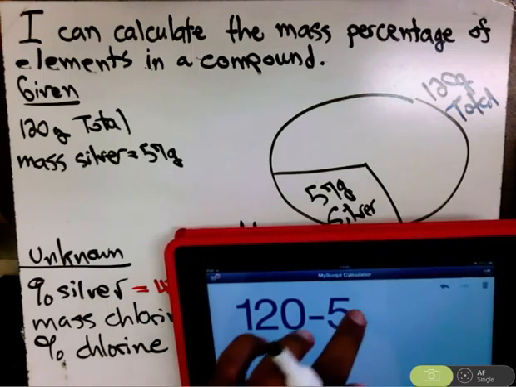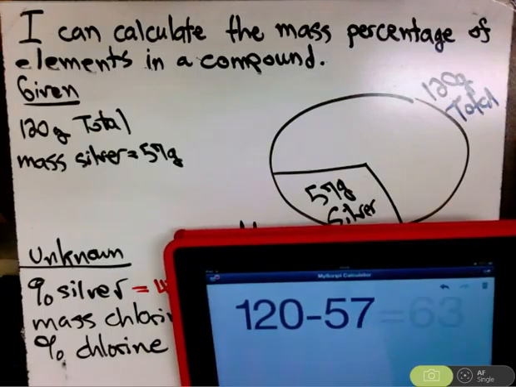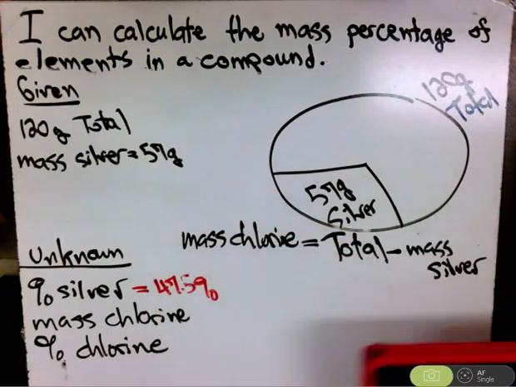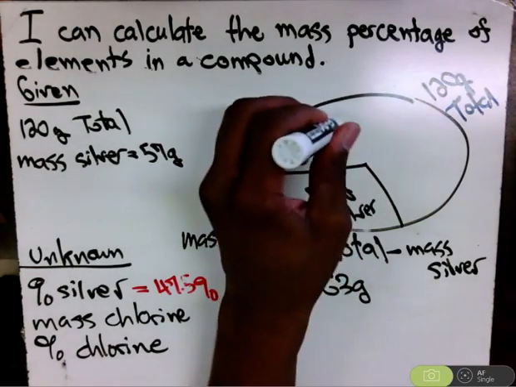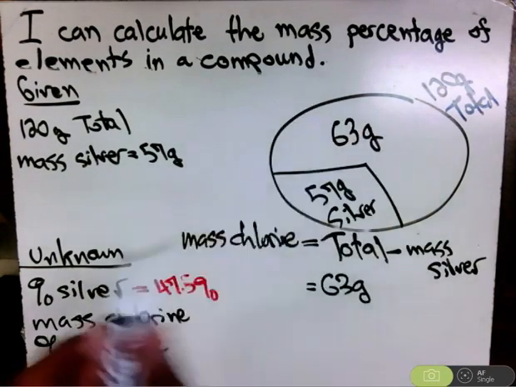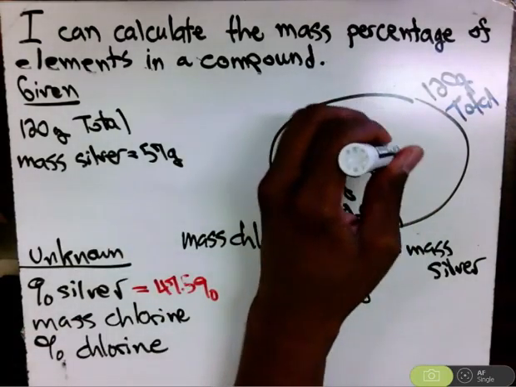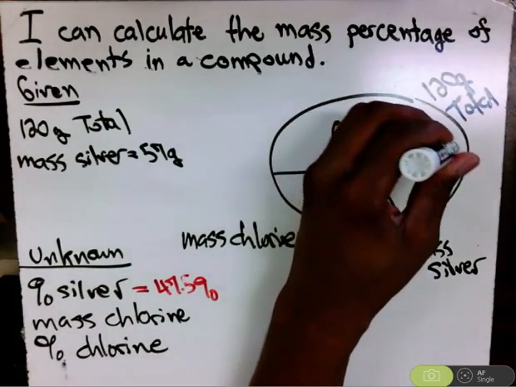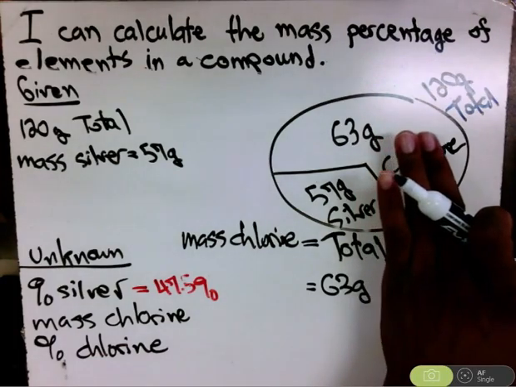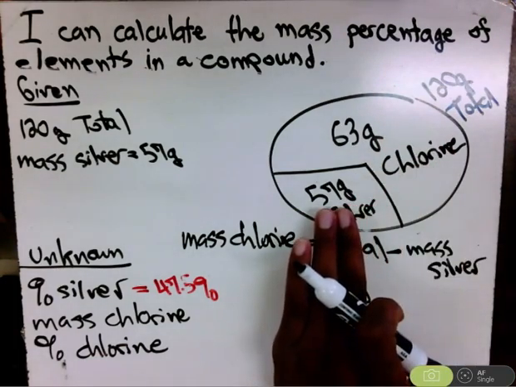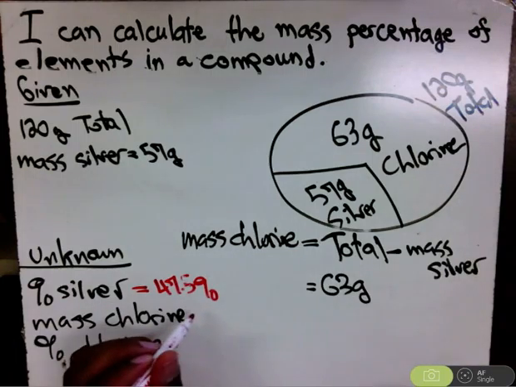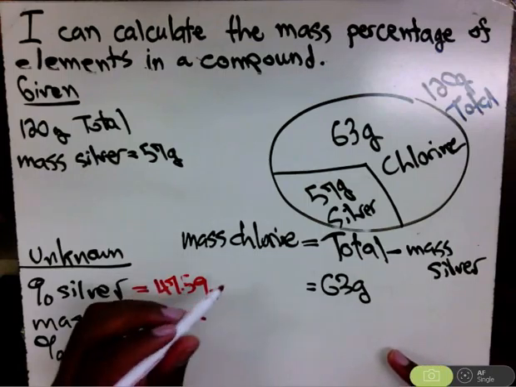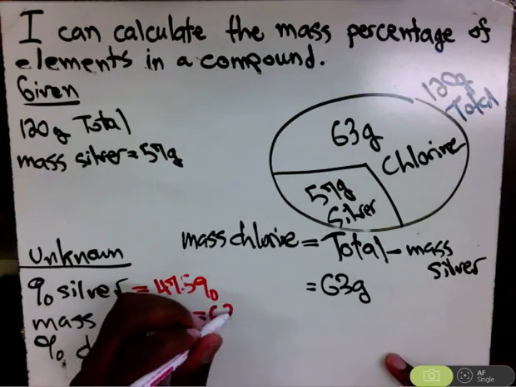That is 63 grams of chlorine. 63 grams of chlorine plus 57 grams of silver is going to equal my total of 120. So that's how I know that that's right. So now I know my mass of chlorine, 63 grams.